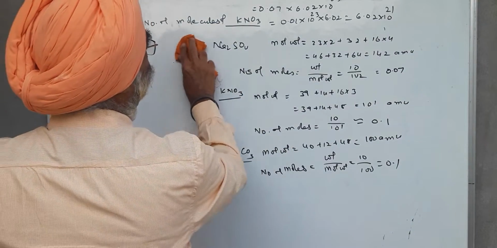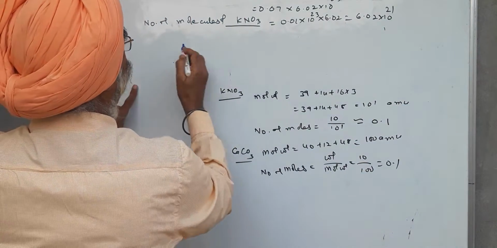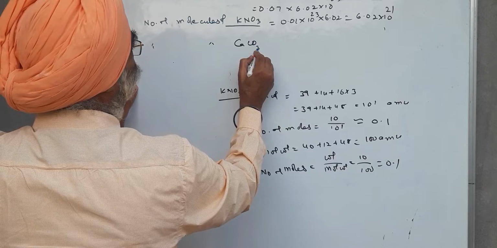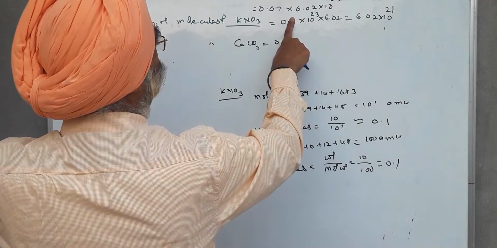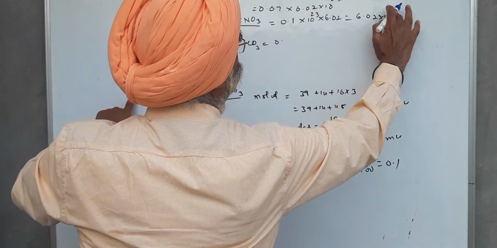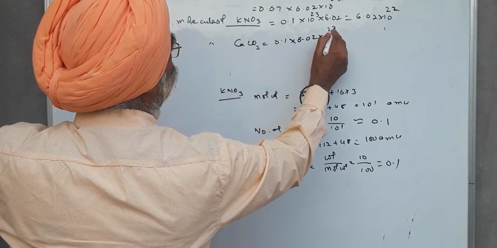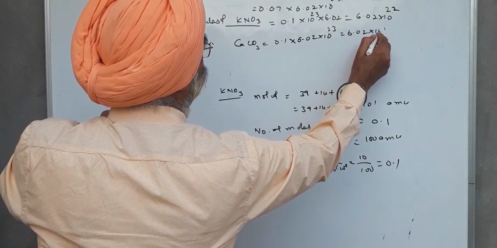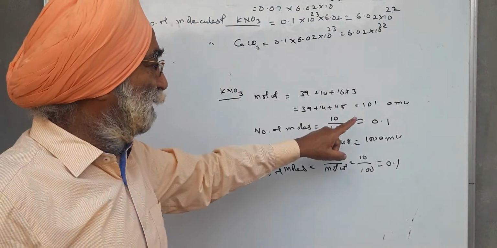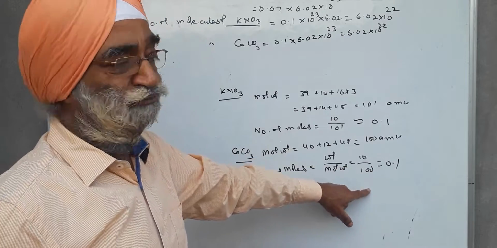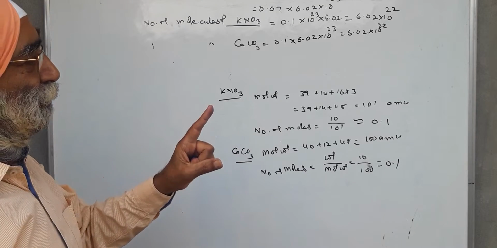And last of all, we have the number of molecules of calcium carbonate, 0.1 into 6.02 into 10 raised to the power 23, that is 6.02 into 10 raised to the power 22. These are approximately the same, not exactly, because the number of moles was approximately the same. This is how we calculate the number of moles and number of molecules.